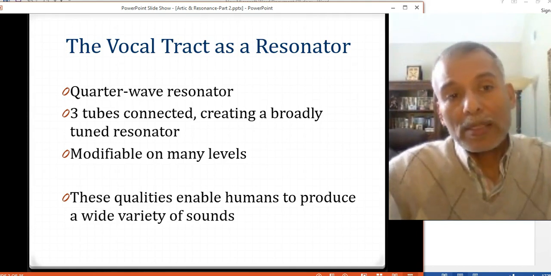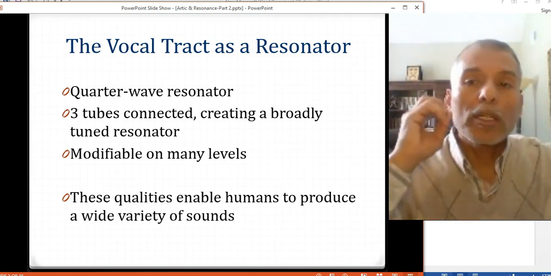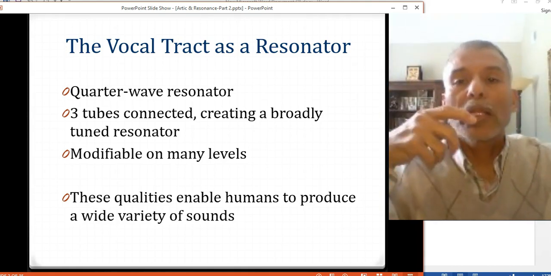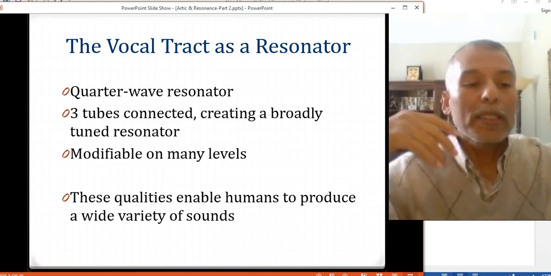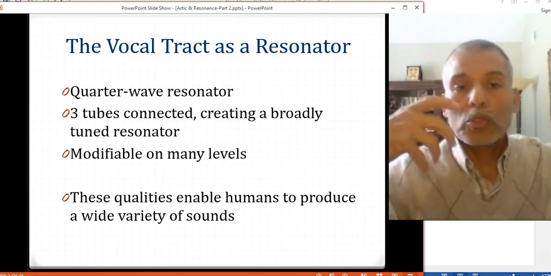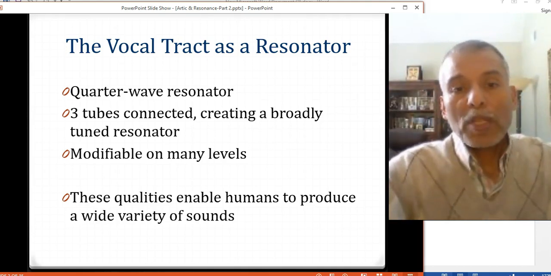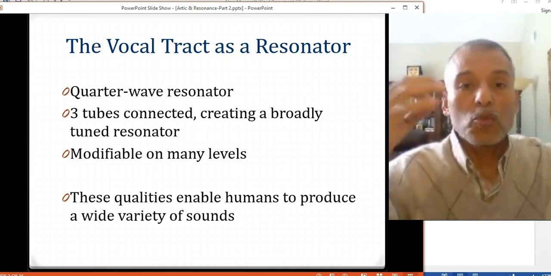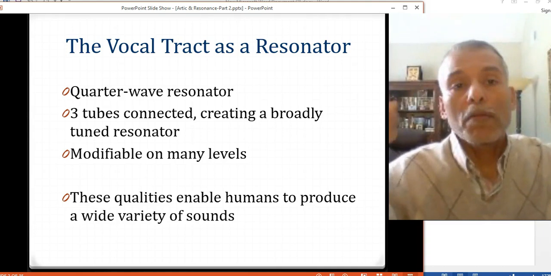The third characteristic is that the vocal tract is modifiable. Constantly as we talk, it is being modified from front to back; the diameter is modified, the length is modified, and in different ways it is constantly being modified. Every sound has its own characteristics that are produced by specific modifications of the vocal tract. These qualities, especially the ability to modify it to produce individual distinct sounds, enable us to produce a wide variety of sounds.